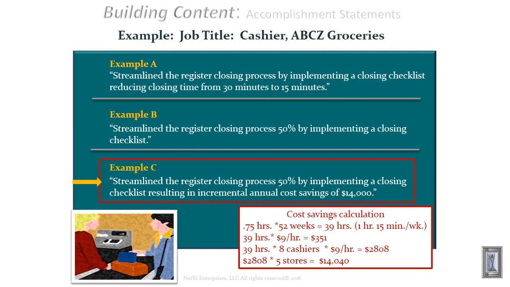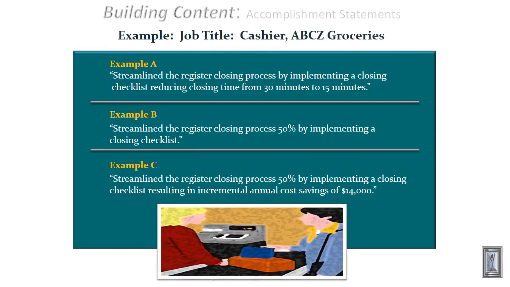We'll go to example C. So streamline the register closing process 50% by implementing a closing checklist, resulting in incremental annual cost savings of $14,000. This example again demonstrates the impact and cost savings you can realize in any position if you have the right information. If you were the hiring manager, which statement would now get your attention? A, B, or C? Which accomplishment statement of the 3 is most impactful?